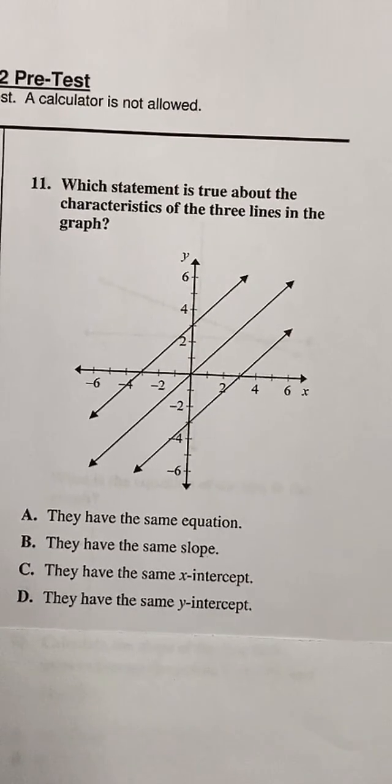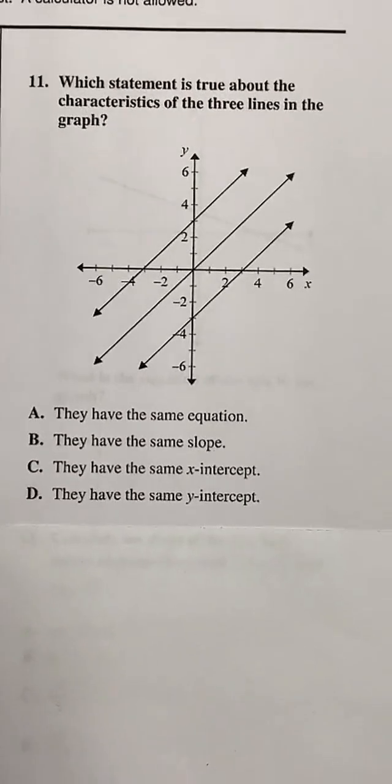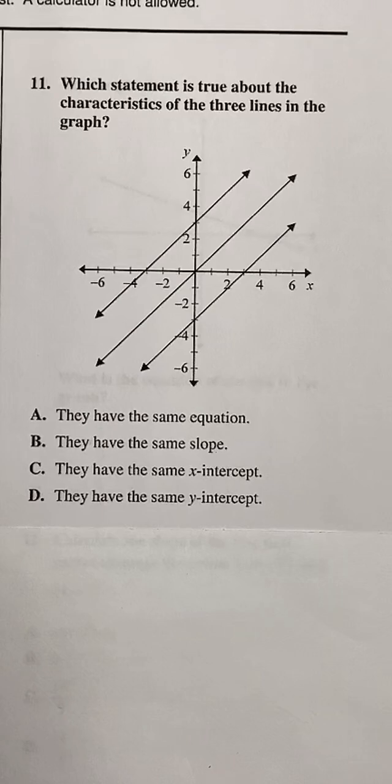Okay, which statement is true about the characteristics of the 3 lines in the graph? Let me raise it up. You see the 3 lines? So is it A, they have the same equation? B, they have the same slope? C, they have the same x-intercept? Or D, they have the same y-intercept? So is it A, B, C, or D? All referring to those 3 lines.